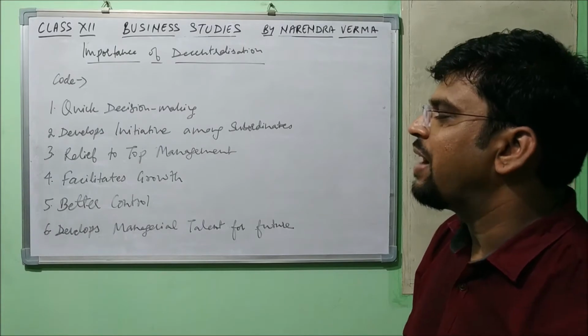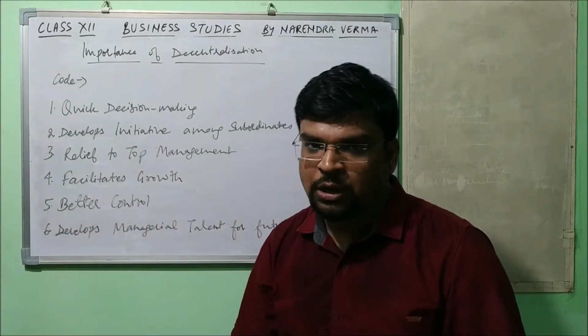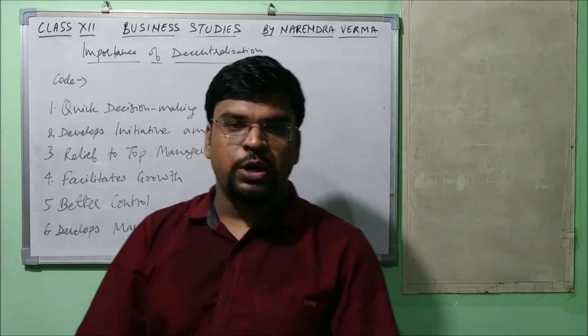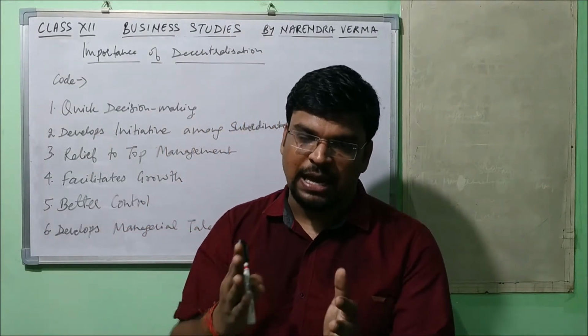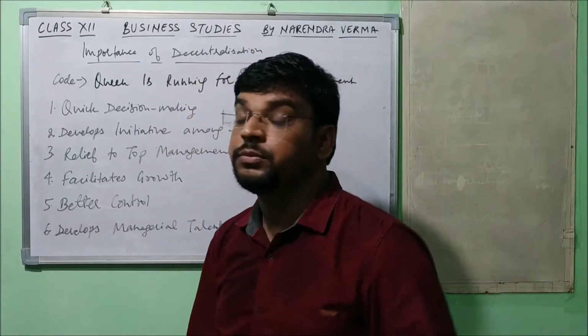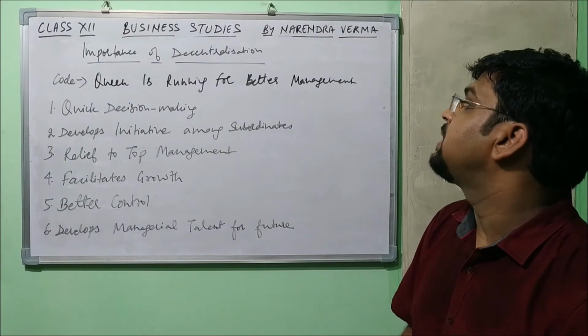In your book you may find a different sequence. I have changed the sequence for creating the code. So a unique code is going to come. Fine, it has to be a funny one. Okay, I just write it down. So our code is Queen is running for better management.